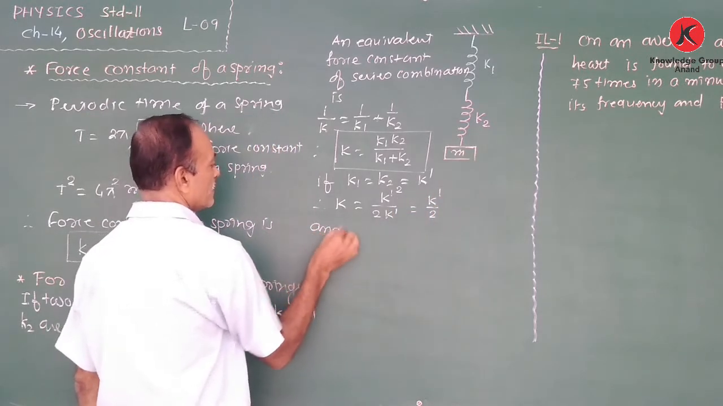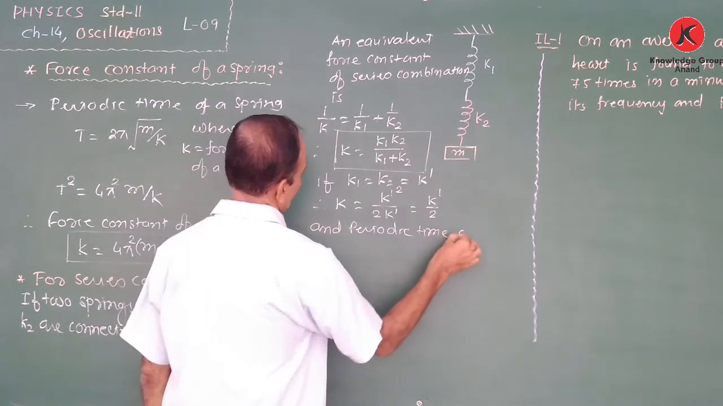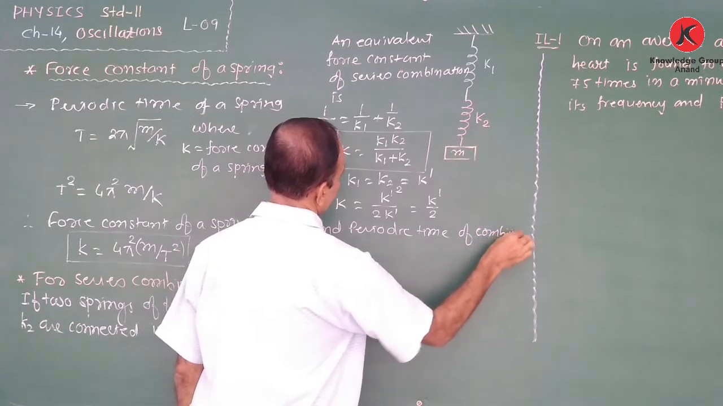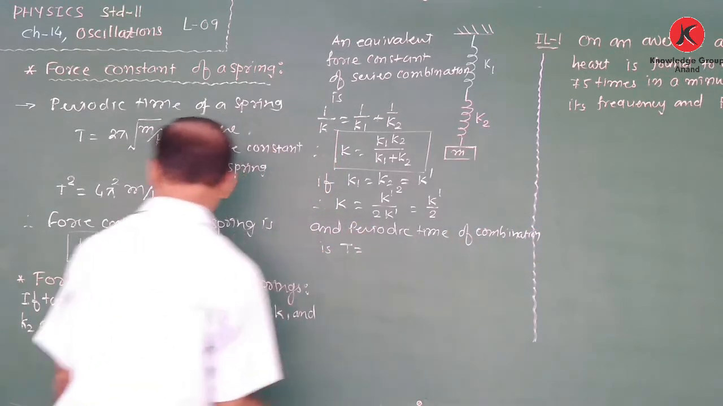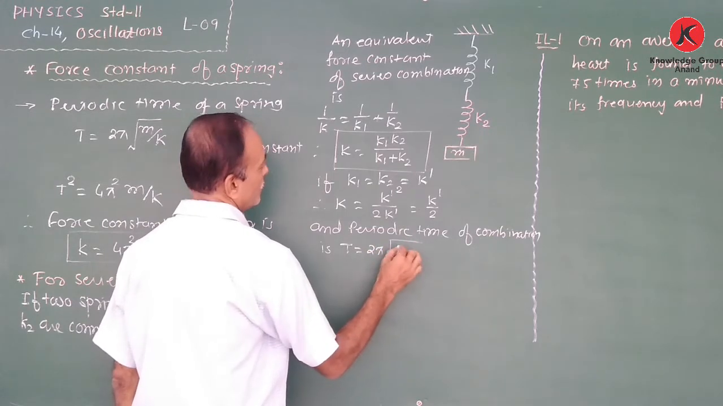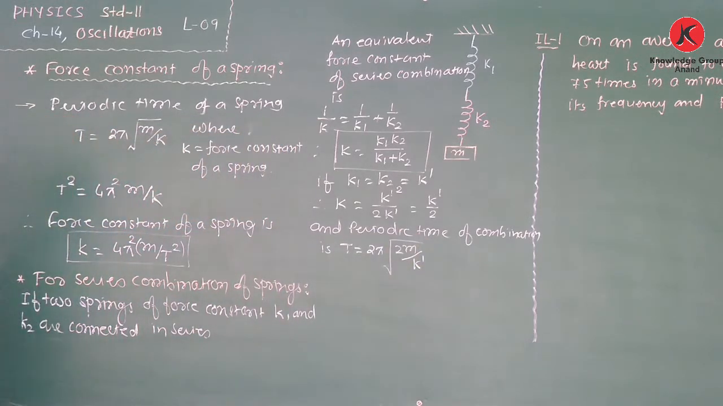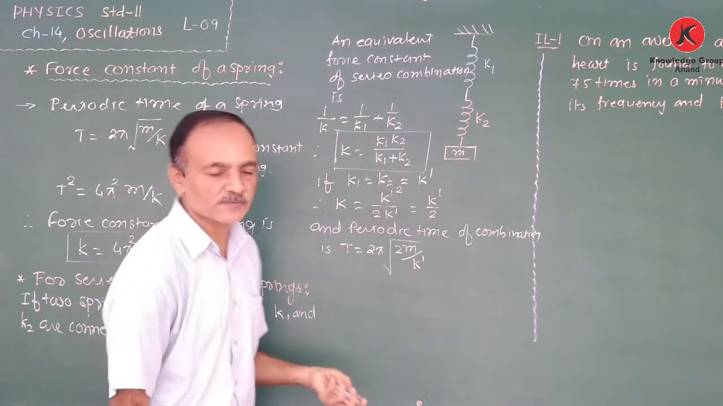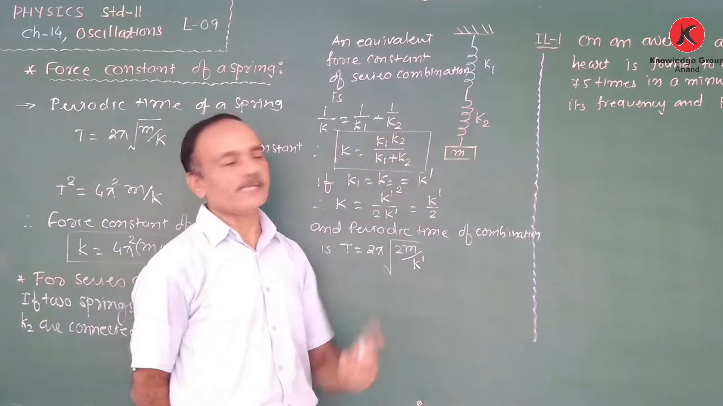And the periodic time of the combination is T is equal to 2 pi under root of 2m upon K. So in this case, we can find the period of oscillation of a series combination of two springs having the same force constant K.